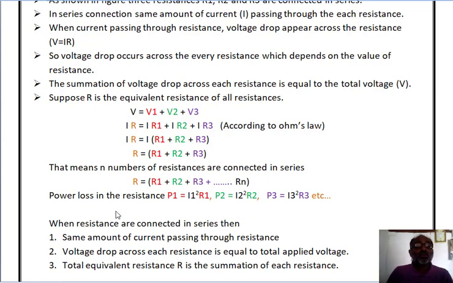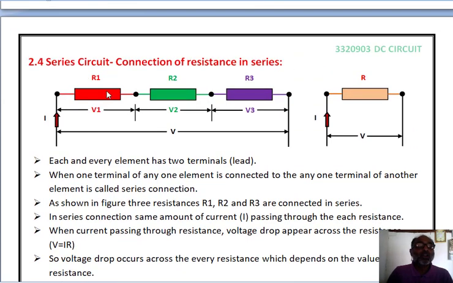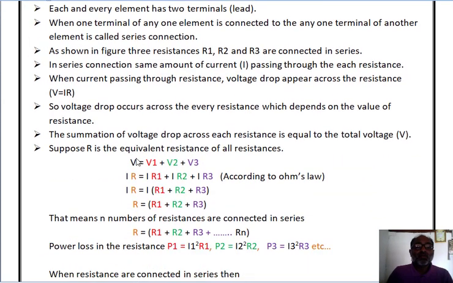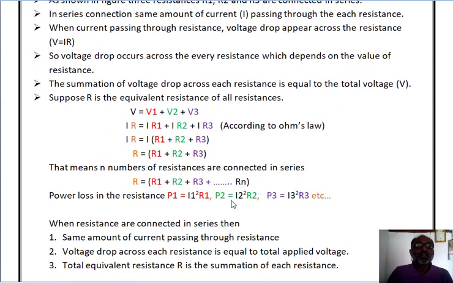Now when current passes through this resistance, power loss occurs. So the power loss in resistance can be written as P1 is equal to I1 square into R1. That indicates the power loss in resistance R1. Similarly, P2 is equal to I2 square into R2, and P3 is equal to I3 square into R3.